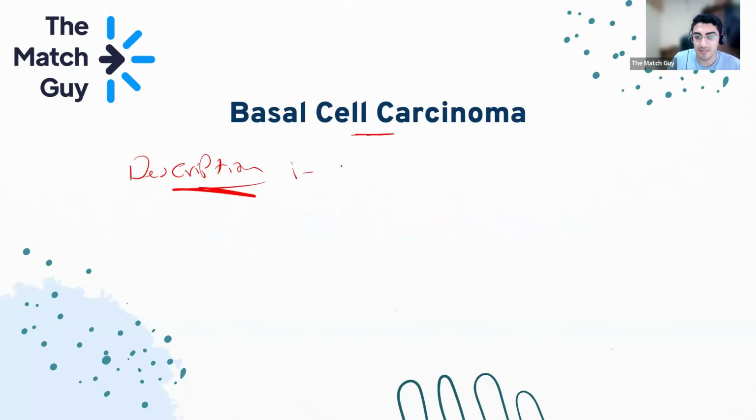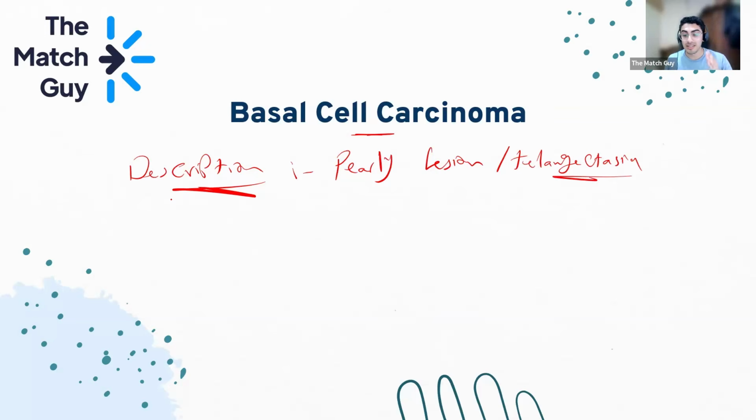He will tell you that we have a pearly lesion in the face or any sun-exposed area. And on this pearly lesion, we have telangiectasias. So what is telangiectasia? They are basically small blood vessels under the skin, okay? So this is the description of the basal cell carcinoma.